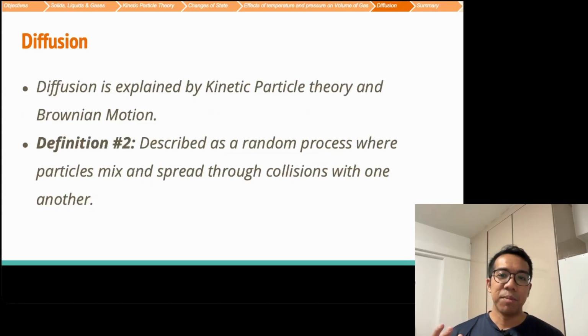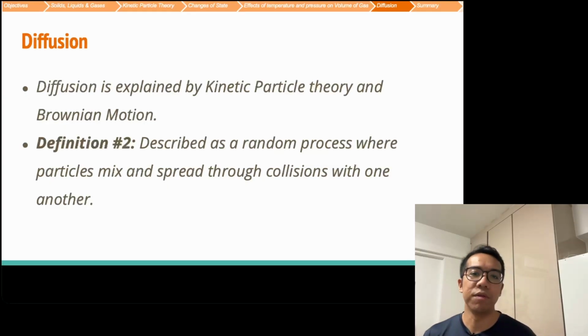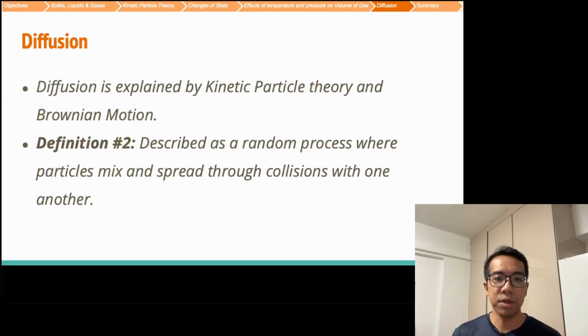So diffusion is actually explained by kinetic particle theory because, again, particles are always in motion. If you remember that second point in kinetic particle theory. Okay, so definition number 2 is that diffusion is described as a random process where particles mix and spread through collisions with one another. In examination, in my personal humble opinion, you should remember this definition instead. It is something that you can actually remember off the top of your head as compared to the first definition. Try to understand and remember this definition instead.